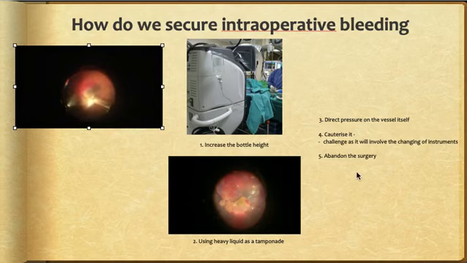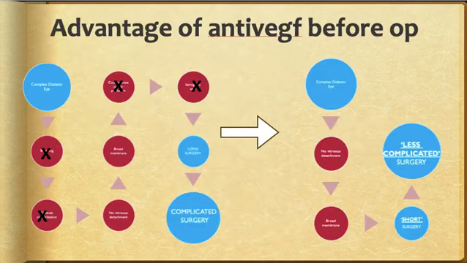Now, previously, before the era of anti-VEGF, before the heavy liquid, I still remember we do encounter cases whereby we just have to abandon the surgery because the bleeding was so profuse and we could not cauterize the vessel, or at the same time, we just can't proceed with the whole surgery. Now, basically, bleeding has been one of the major issues before the era of anti-VEGF. By eliminating the bleeding, we have moved to a better surgical outcome.